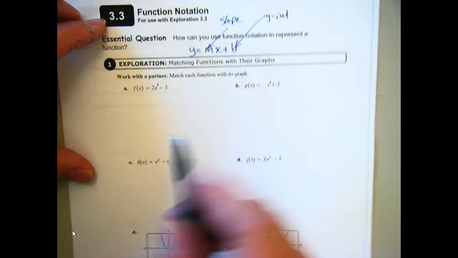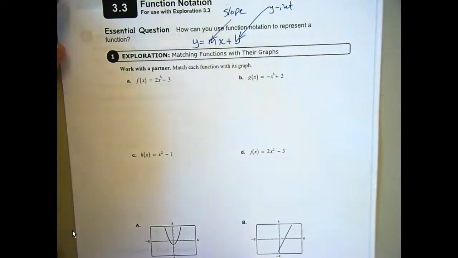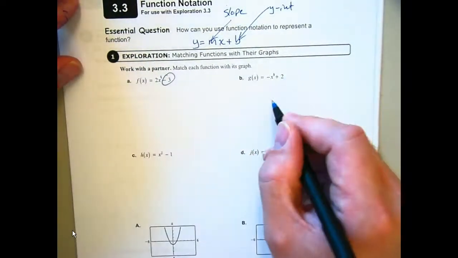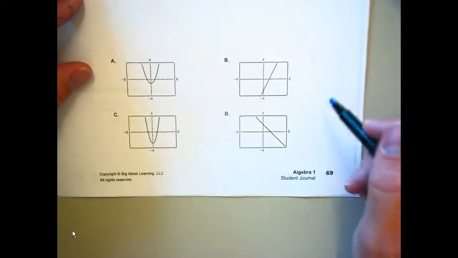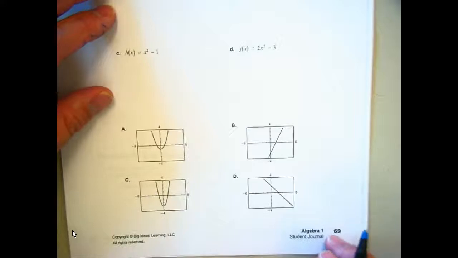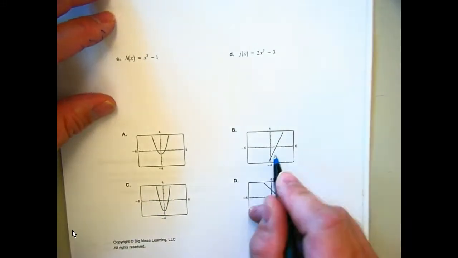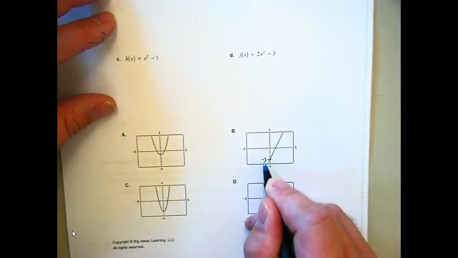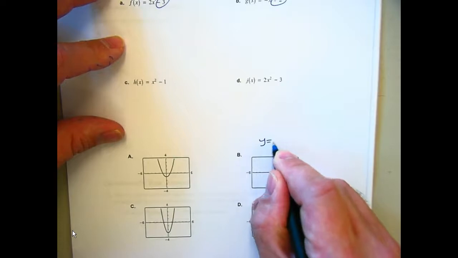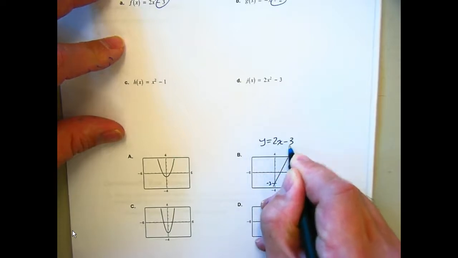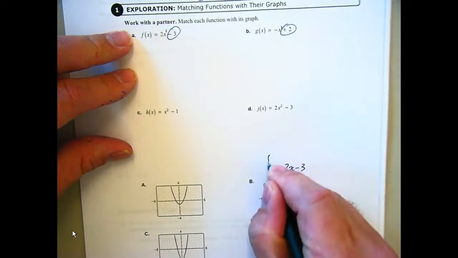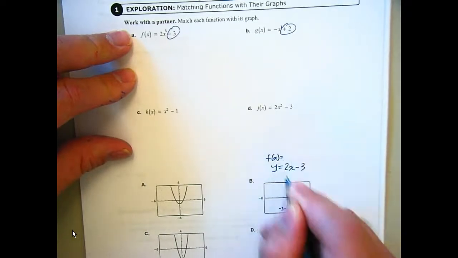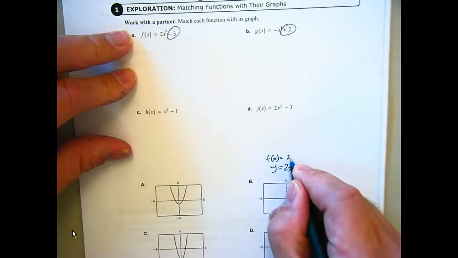Okay, what's my y-intercept for letter A? Negative 3. What's my y-intercept here? 2. Okay, so look at your y-intercept. Which one crosses at negative 3? B. There's negative 3. Okay, so this is the equation y equals 2x minus 3. Which you'll notice instead of saying f of x, I said y equals. You can replace y and f of x. You can kind of interchange them there.